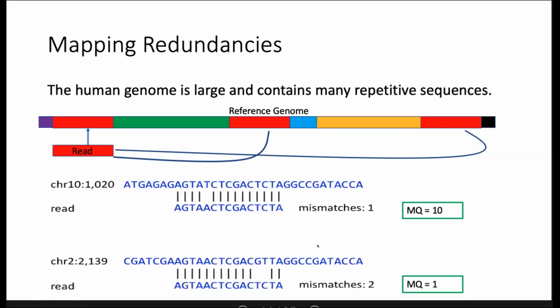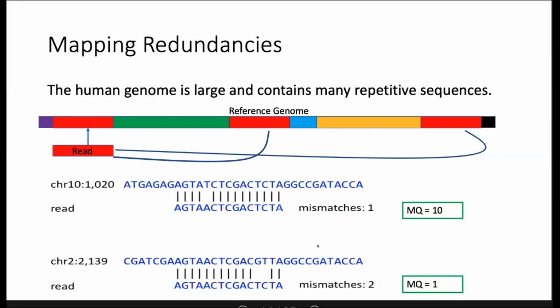And therefore, the program has to take in both mismatches and base quality scores for a read, and it will assign what's known as a mapping quality. The higher the mapping quality, the higher the probability that the read maps to that area. So in this case, the algorithm would have taken the base quality scores and the number of mismatches and has assigned a mapping quality of 10 compared to 1, suggesting that the read does actually align to chromosome 10.